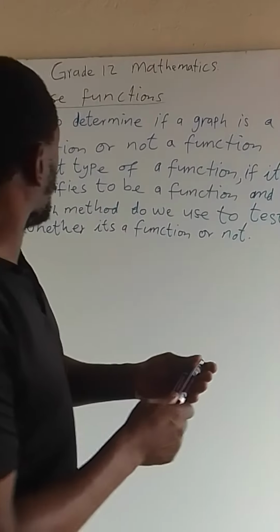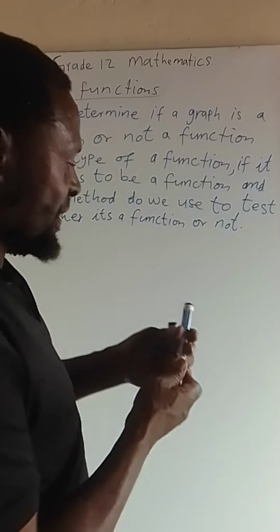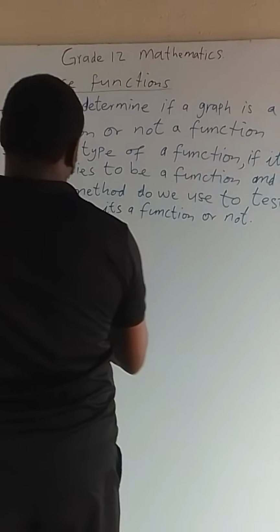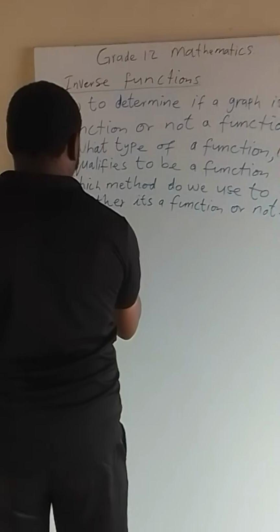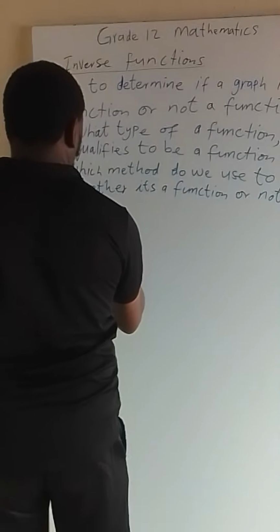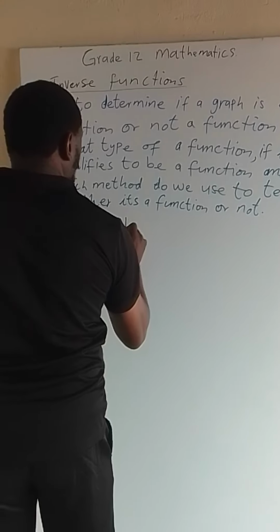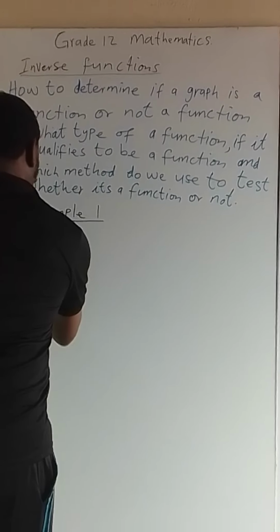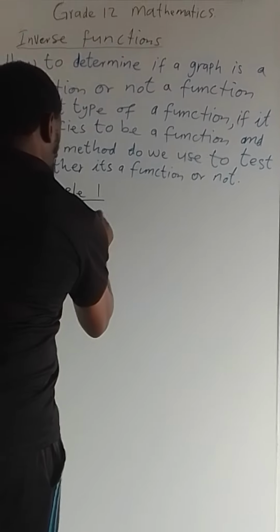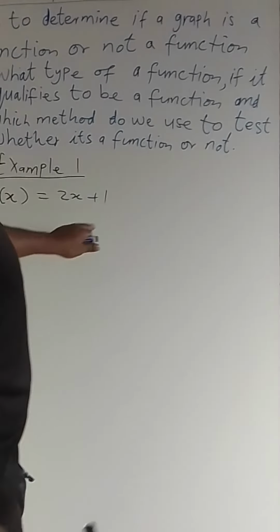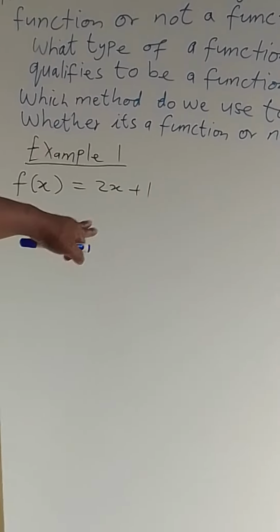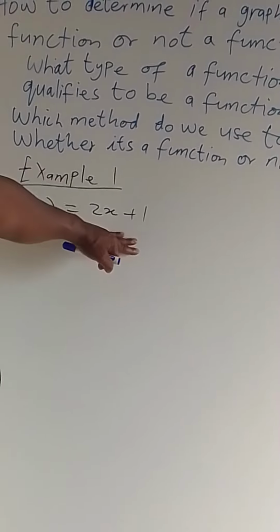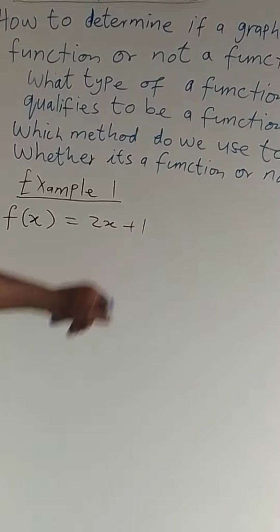Now we are going to take the example from the previous video, where we had f(x). Let's call it example 1. We have f(x) = 2x + 1. This is what you are given as a function. They want you to determine if the graph of this function is a function or not.